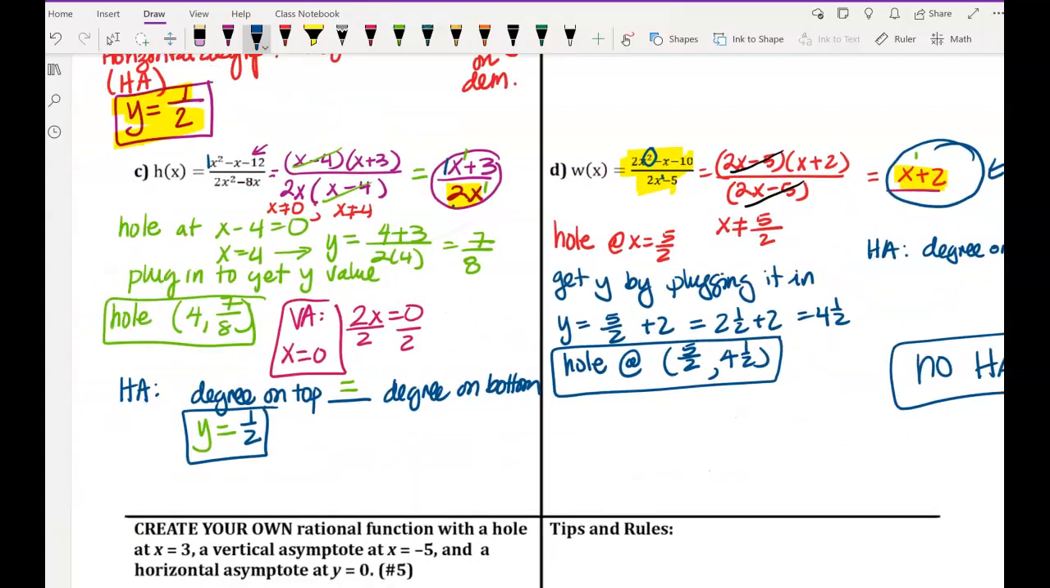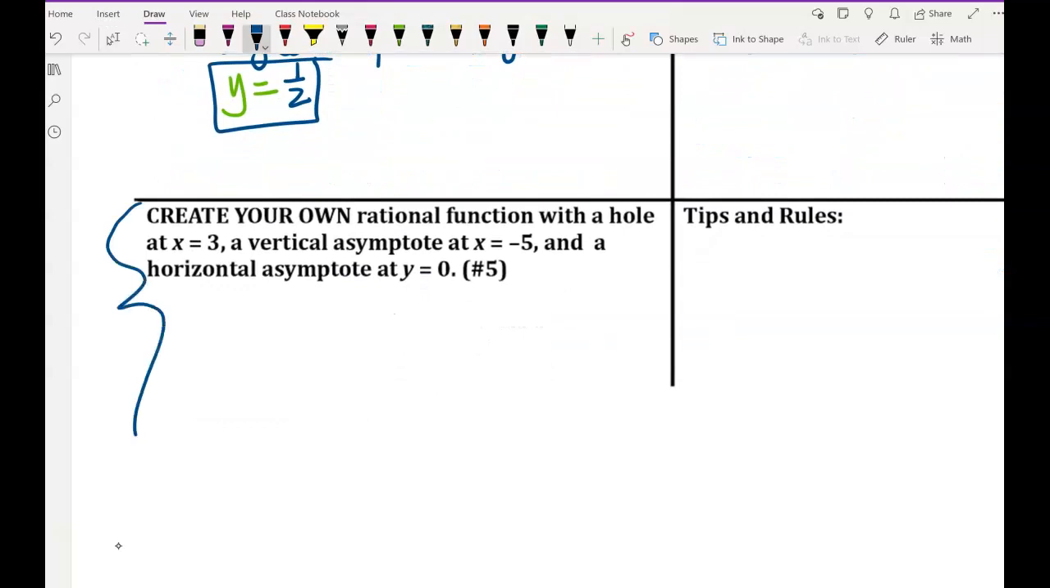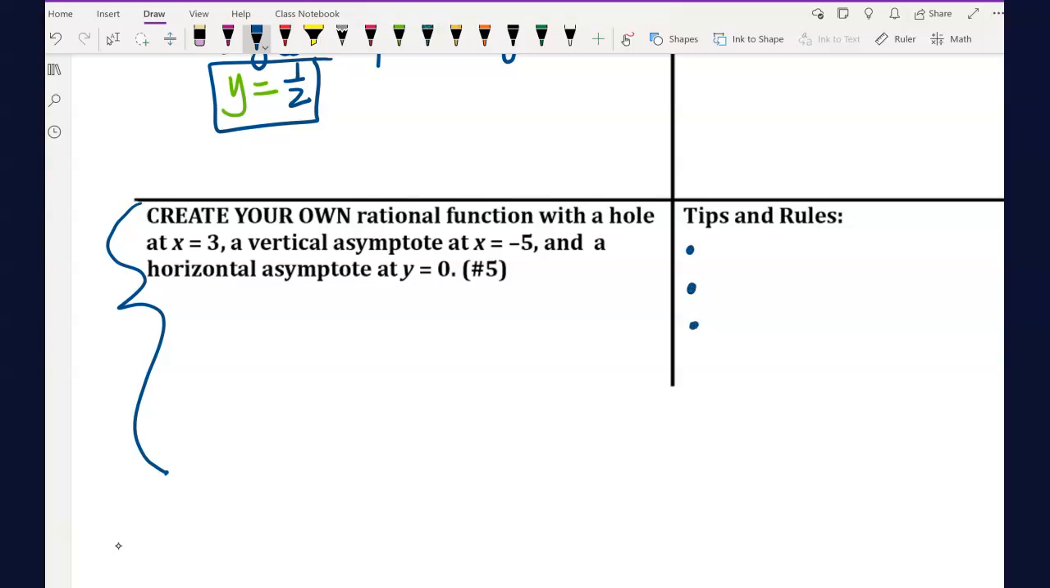That's all right. So now I would like for you to try this out on your own, and I'm going to ask you for it. And then make sure you guys write yourself some tips and rules to help you guys remember.